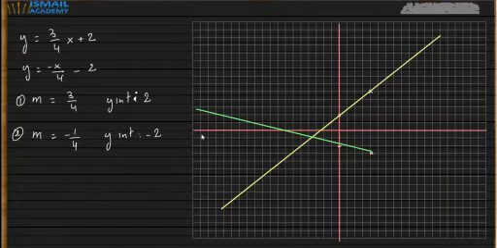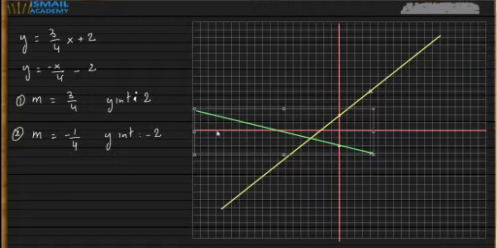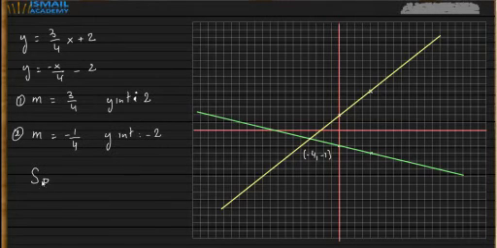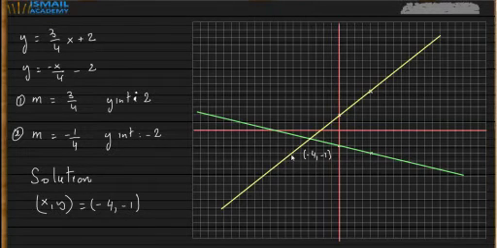Now extend the line. There we go. So as you see here, the point of intersection is (-4, -1). So this will be my solution. So the solution is (x, y) equals (-4, -1). So this is about that example.